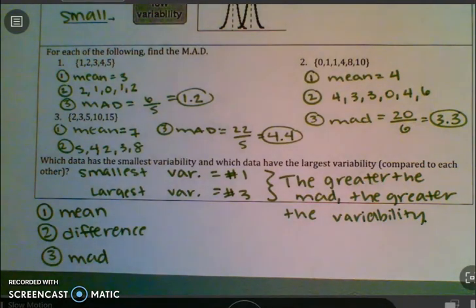So the mean absolute deviation for number 1 is 1.2, number 2 is 3.3, and number 3 is 4.4. So the smallest variation is number 1, and the largest variation is number 3. Remember, the greater the MAD, the greater the variability. Okay, that's all for this video.